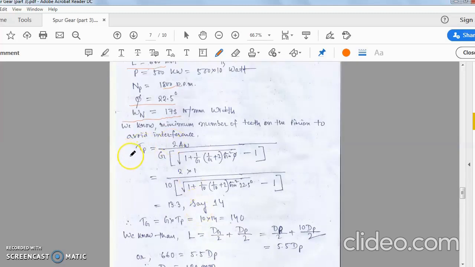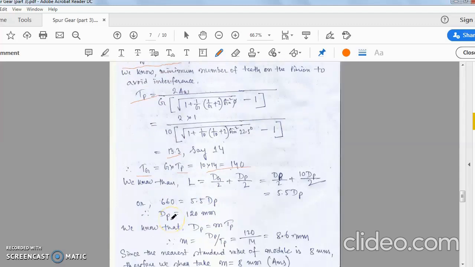So this is the formula that we know from the first class. I will calculate the value of TP. So TP is the expression for this. Put in all those values; you know all the values like G, like phi, and AW we should consider 1. Now put in all those values, we will find out the value of TP. Now we know the gear ratio or velocity ratio G is equal to TG by TP. As soon as you get the value of TP, we can find out the value of TG, 140. So we already get the values of TG and TP.